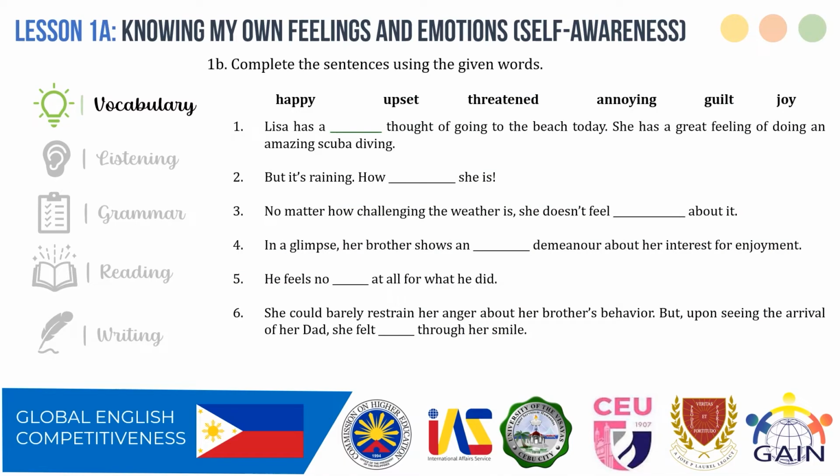Now let's test your understanding. Complete the following sentences below using the words from the puzzle. For example, in number 1, Lisa has a blank thought of going to the beach today. The correct answer here is happy. Now pause the video and start answering items number 2 to 6. Now here are the correct answers.